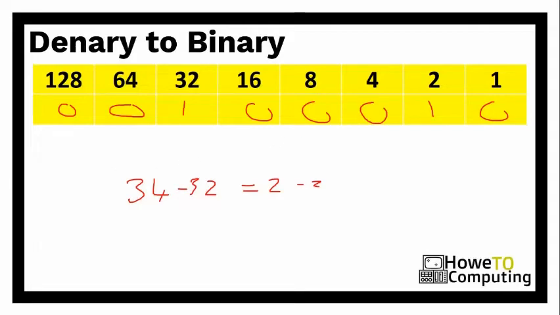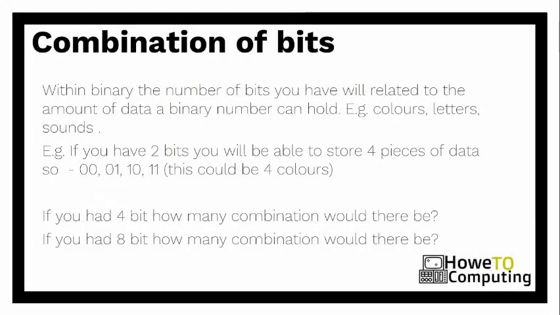The combination of bits within binary can represent colors, letters, numbers, sounds. So if I have 2 bits, it means there are 4 combinations. I want you to now pause the video and see if you can figure out the next 2.